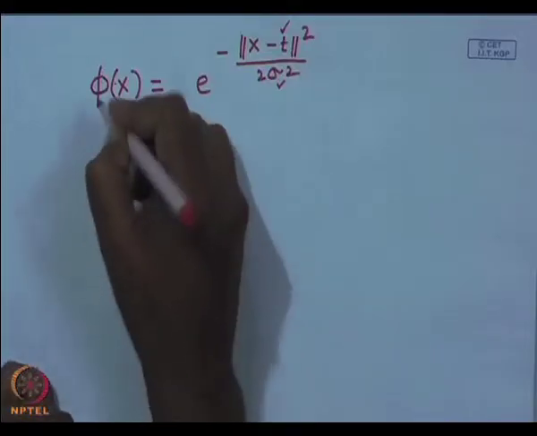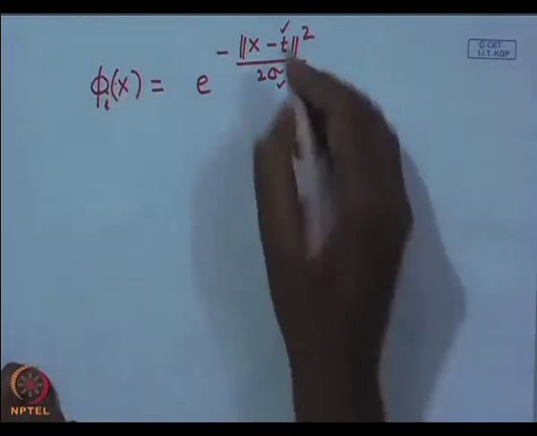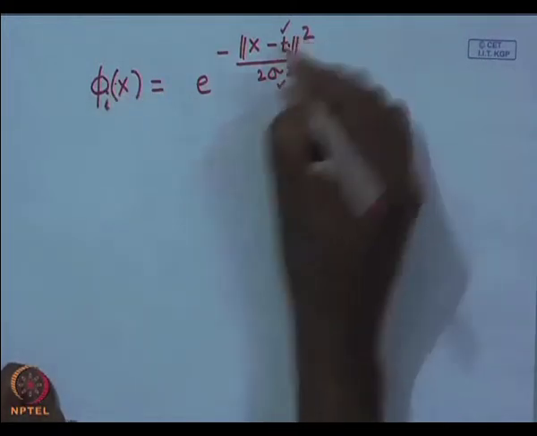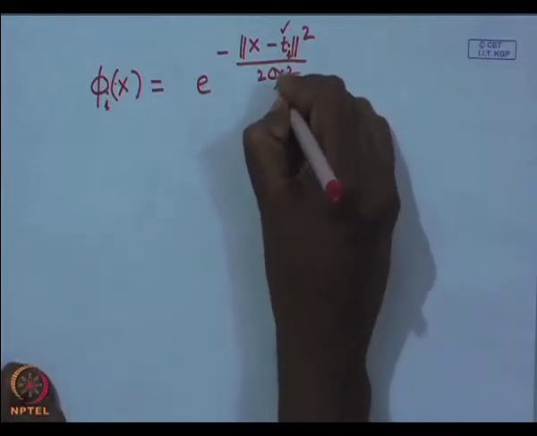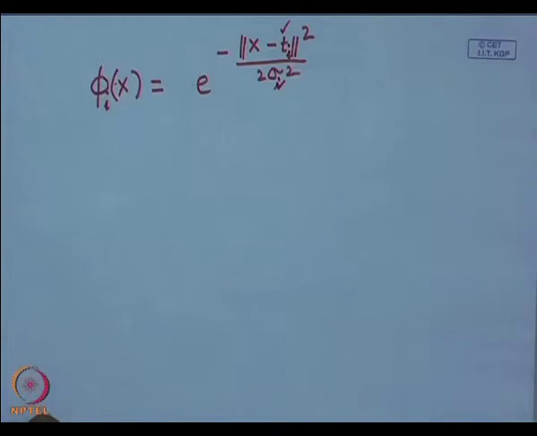So, for every ith radial basis function phi i of x, t i is the receptor and sigma i is the spread. So, I have to know what the receptor is for every radial basis function and what the spread of every radial basis function is. So, this is one level of learning.